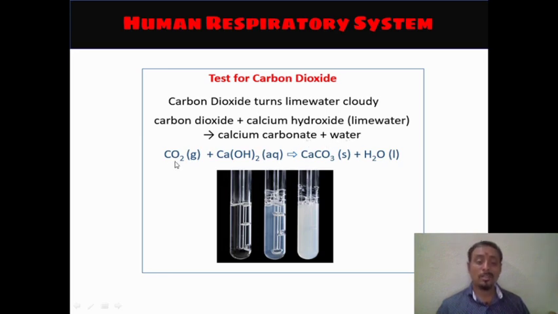So the reaction is shown here. CO2 in the form of gas, G is representing gas here, plus Ca(OH)2, meaning aqueous solution of calcium hydroxide. When these two react, calcium carbonate solid forms and water in liquid form is produced inside the tube. The reaction is shown in 3 steps. You can see here clear lime water, and when the CO2 starts to mix with the lime water, the lime water turns milky.